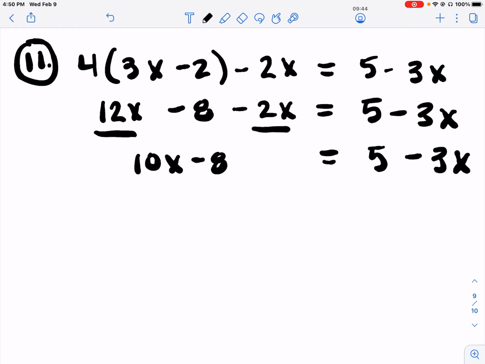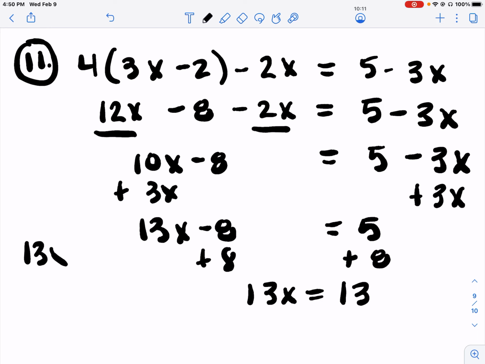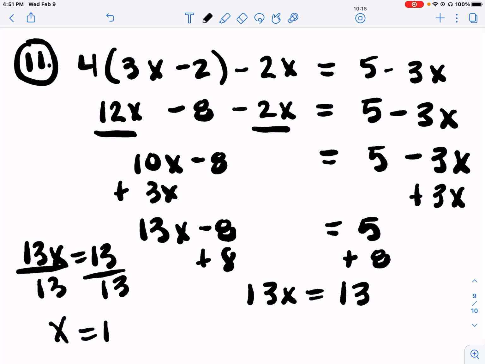Okay, the minus 3x is smaller, so I'm going to add 3x to cancel it. Okay, so I get 13x minus 8 equals 5. I need to get rid of the minus 8, plus 8. 5 plus 8. Okay, so we have 13x equals 13. Divide by 13, x equals 1.